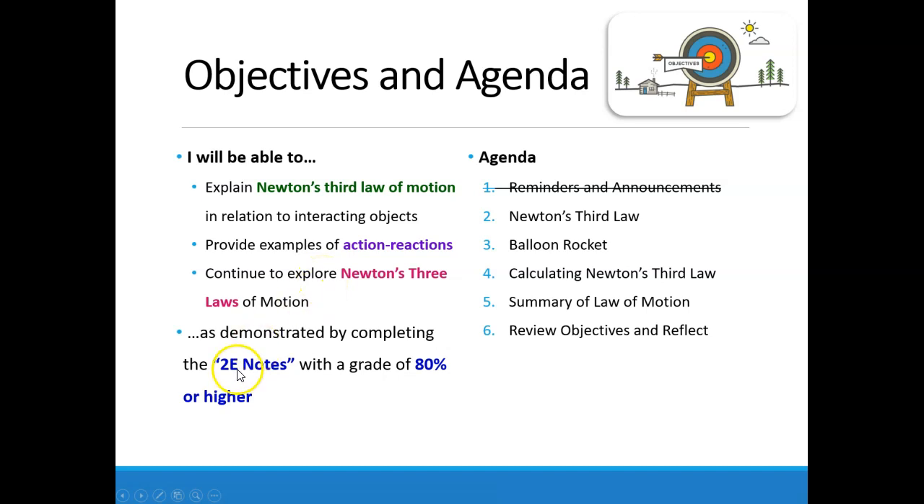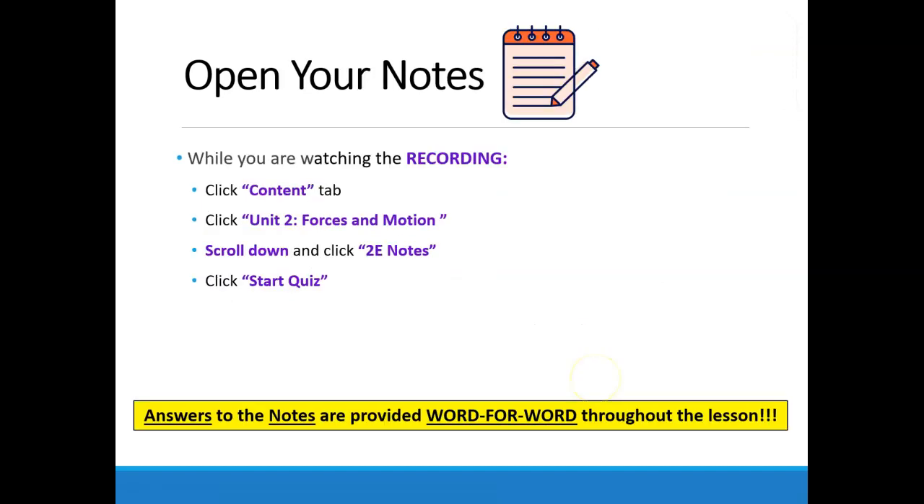Again, we will do the 2E notes, which you should hopefully get 100% on because all the answers are included in this lesson. So we're going to take a look at Newton's third law, talk about balloon rockets and how those are related. We'll do some calculations with Newton's third law, summarize the laws of motion, and then review our objectives and reflect. So at this point, we need to make sure your notes are open.